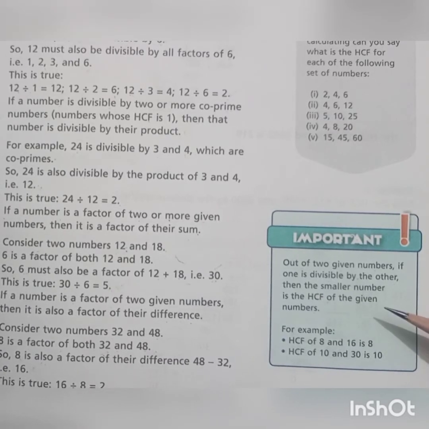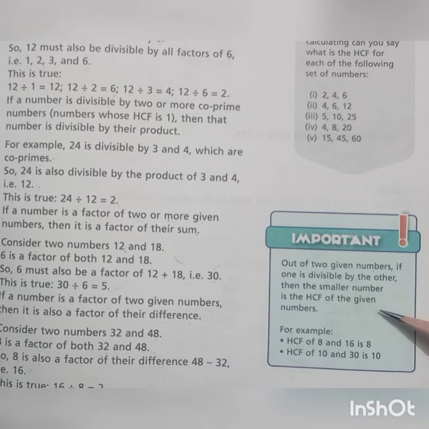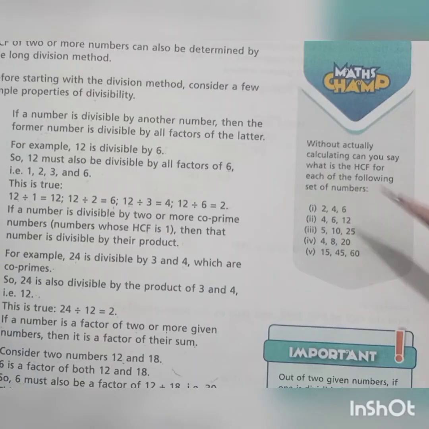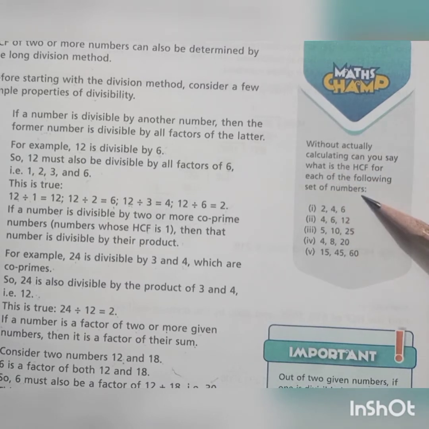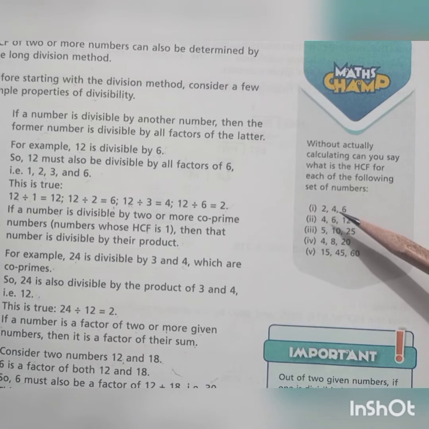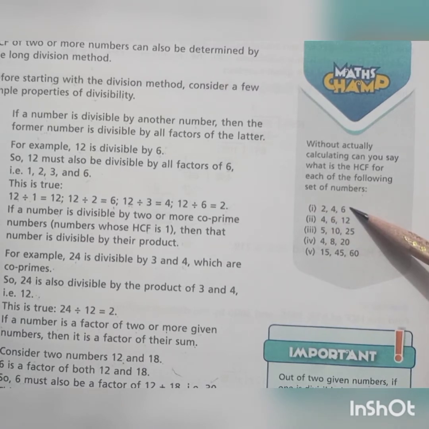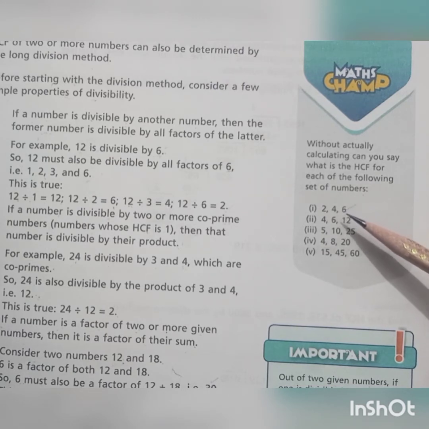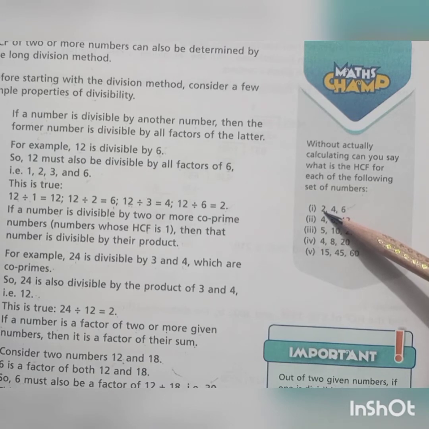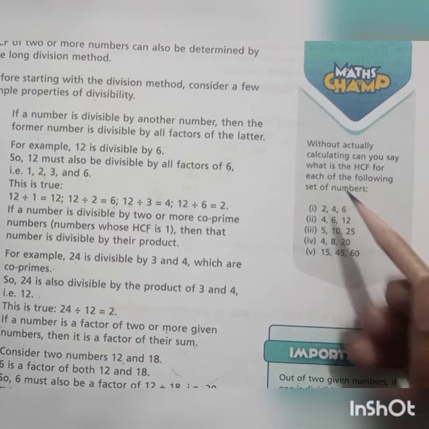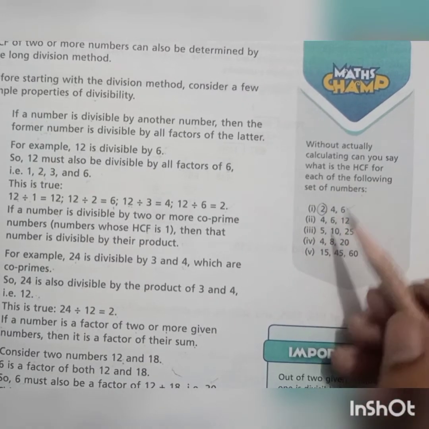Let's see some examples and find the HCF by using this point. Here you can see, without actually calculating, can you say what is the HCF for each of the following sets of numbers? Yes, we can say. Part number 1 is 2, 4 and 6. Students, we have just studied that the lowest number will be the HCF. So here the lowest number is 2, which means the number 2 is the HCF.